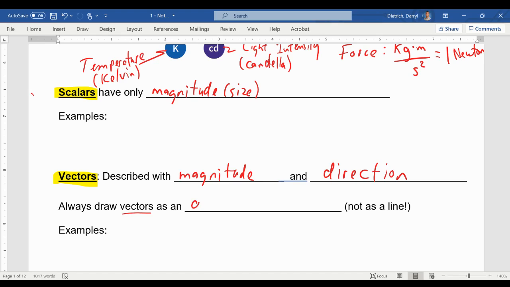Vectors are quantities that we always draw as an arrow. And I want to stress this right off the hop. We're not going to draw vectors as a line. We're going to make sure that we put arrowheads on there.